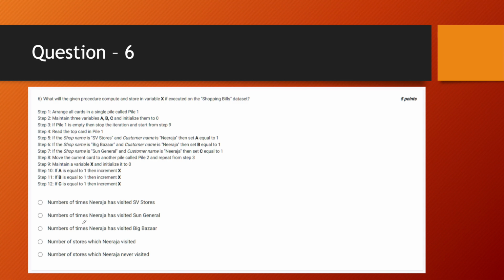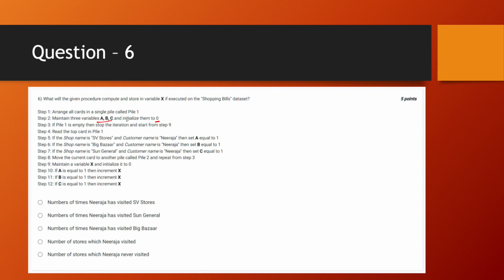Now moving on to question number 6. So question number 6 states, what will the given procedure compute and store in variable X if executed on the shopping bills dataset? So let's go through the steps one by one. The first step is arrange all the cards in a single pile called pile 1. That's standard procedure again. Maintain 3 variables A, B, C and initialize them to 0. So now that we know that we have to initialize integer variables to 0, that's also sorted here, because we know that A, B and C are now integer variables.